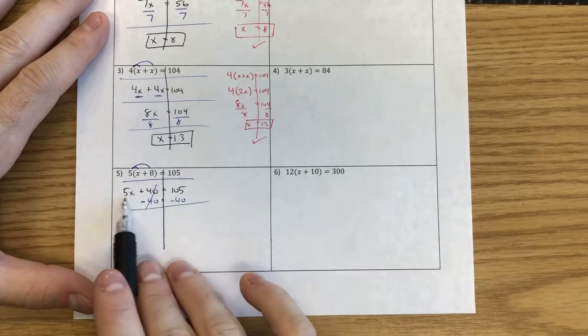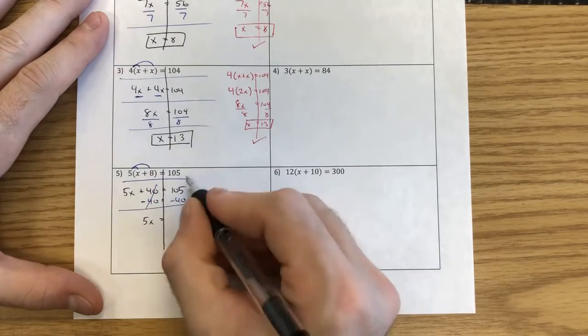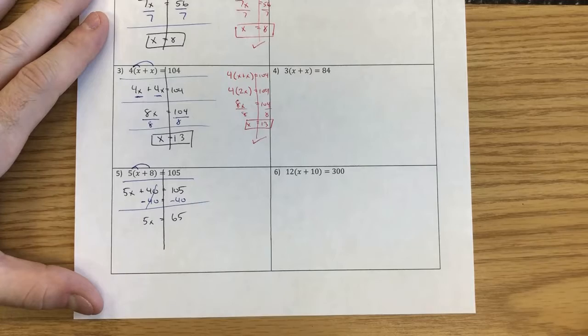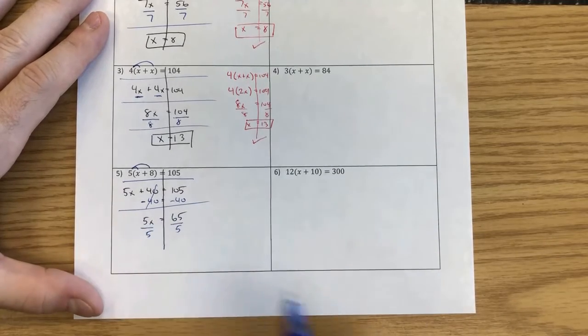I want to get my 5x alone. The opposite of plus 40 is minus 40. See, that gives me 65. Then I isolate my variable. The opposite of multiplication is division.